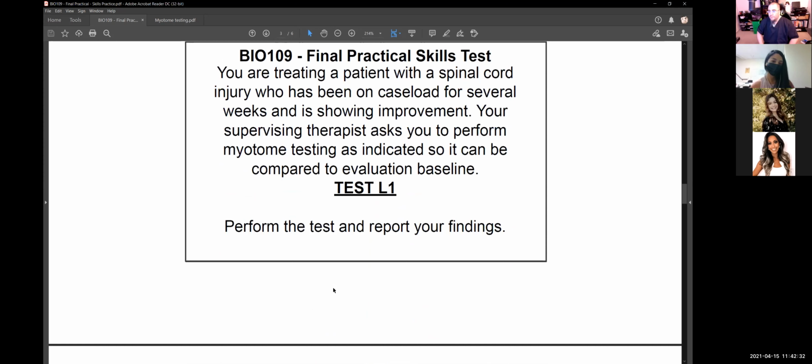All right, so we're going to start with L1. L1, I think, is the easiest one. What is L1? Hip flexion, right? So you're going to say, okay, Mr. McKeever, what I'm going to have you do is lift your leg up like this. I'm going to push you down. Don't let me push you down. Lift it up. 5, 4, 3, 2, 1.